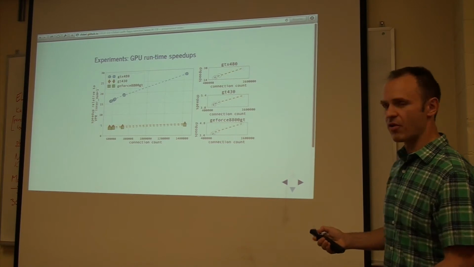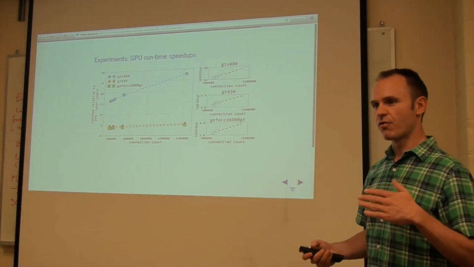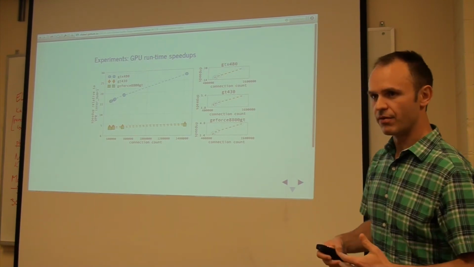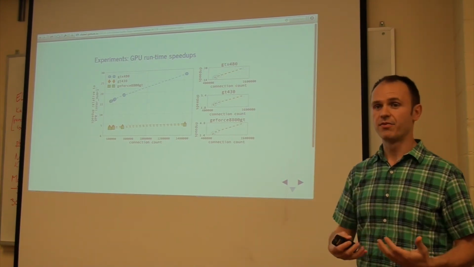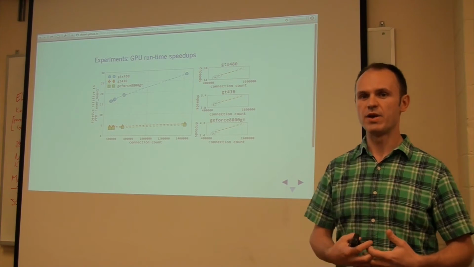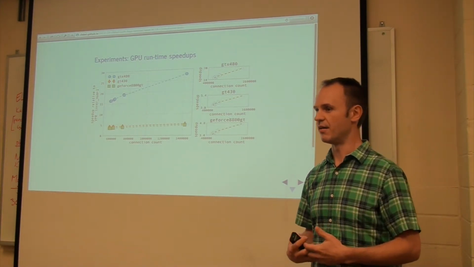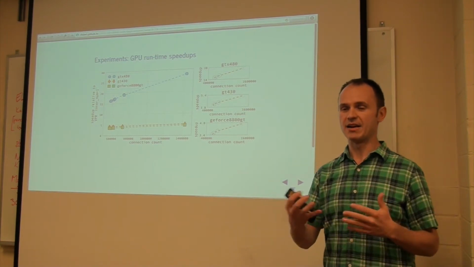What we see here is that for all of these video cards, there's an increasing speed up as the size of the problem grows. One of the reasons for this, we expect, is that we are not utilizing all of the available resources on these video cards yet. So we can look at that in a couple of ways.